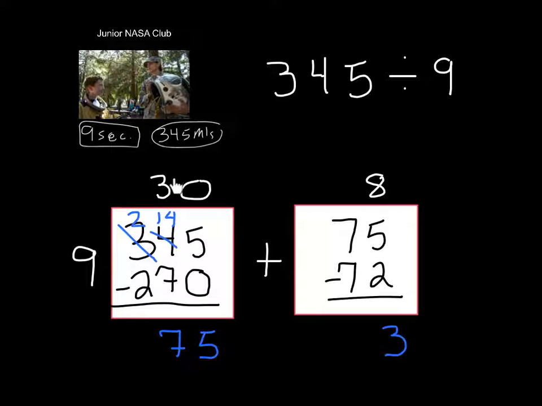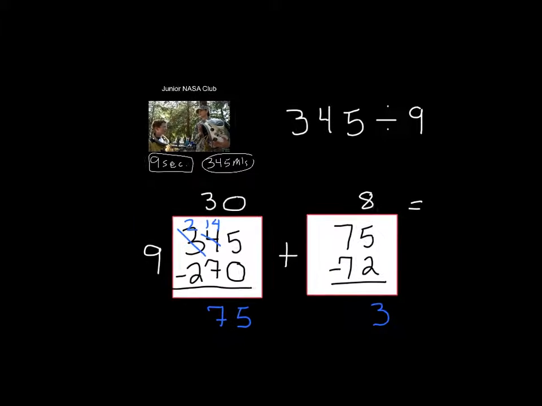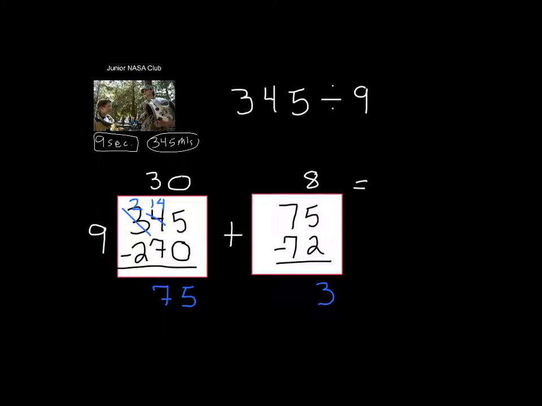So now all I have to do is add the 30 and the 8, and then plug in the remainder of 3. So I'm going to make my little equal sign here and shrink this a little bit so I have more room. And I'm going to put 38 with my remainder of 3. So now, what does that mean? Well, that means that for each second, because I took these 345 miles and divided them by 9, I'm figuring out how many miles I go per second.